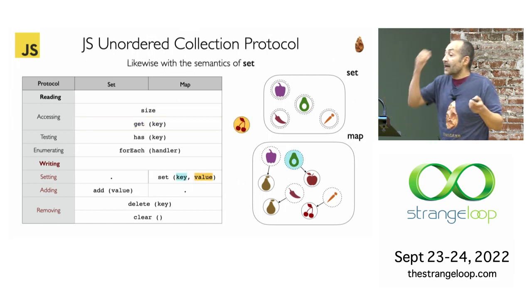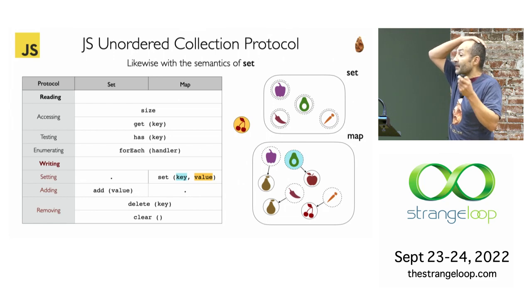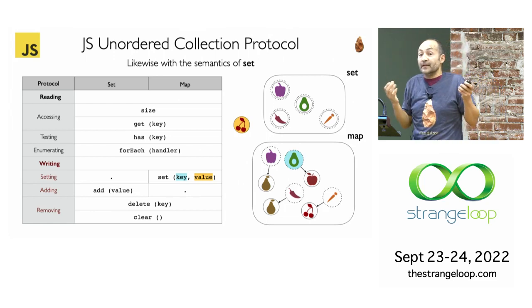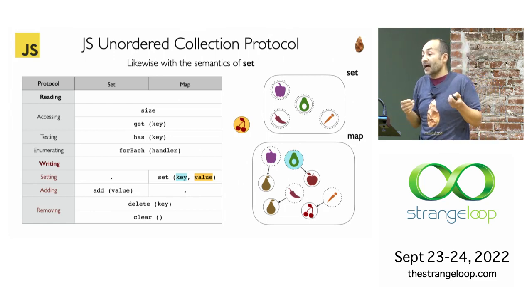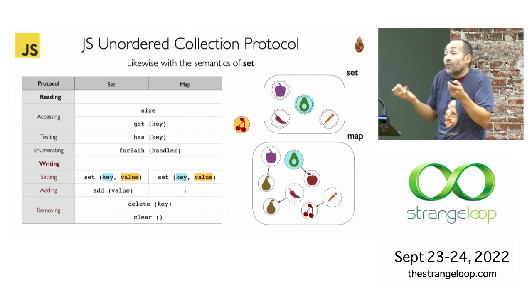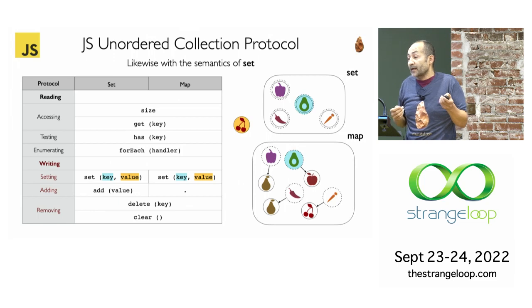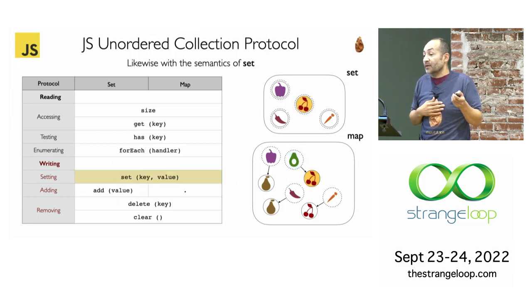Now with a map, you can set a value. And so here I want to set the cherries at the avocado. And I could also argue that I could do the same thing. It would just overwrite in a set. And so that's the result that we would get. And we've unified it there.